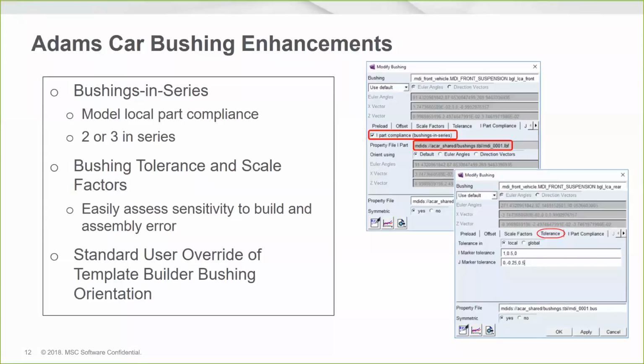Bushing tolerance and scale factors are also available in this release. This lets us easily assess the sensitivity to build and assembly error by specifying a little bit of a tolerance factor or scale factor on those bushings. And then lastly in here, the standard user can override the template builder bushing orientation. So if the bushings were oriented one way in template builder, it used to be the standard user really couldn't do anything about that. But if they want to override that now in the standard user interface, that's possible.